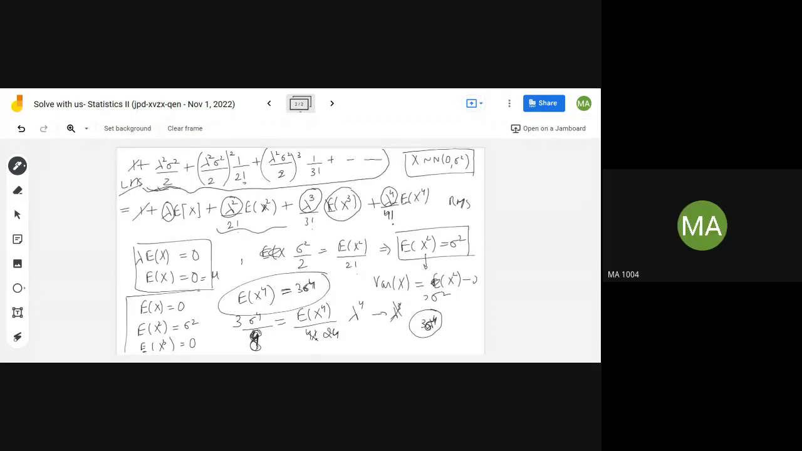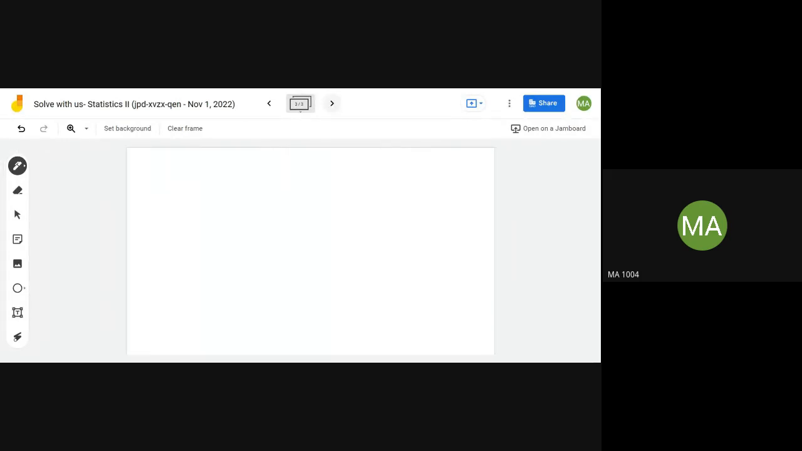Now I will go back to the problem that was asked in the activity question. Do we need to remember all these formulas? No, you need to remember the moment generating function for normal 0, sigma square. The question is, what is the value of the sixth moment of normal 0, 3? I will give you some time to solve the problem. Let's take 2 to 3 minutes. The process is the same; in place of the fourth moment or third moment, you have to find the sixth moment.